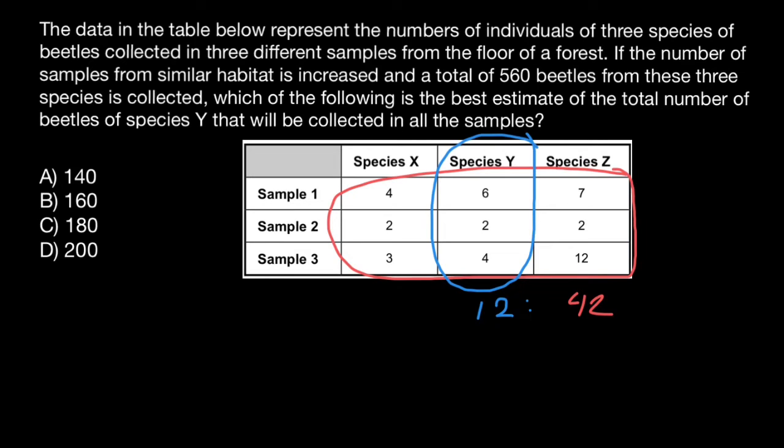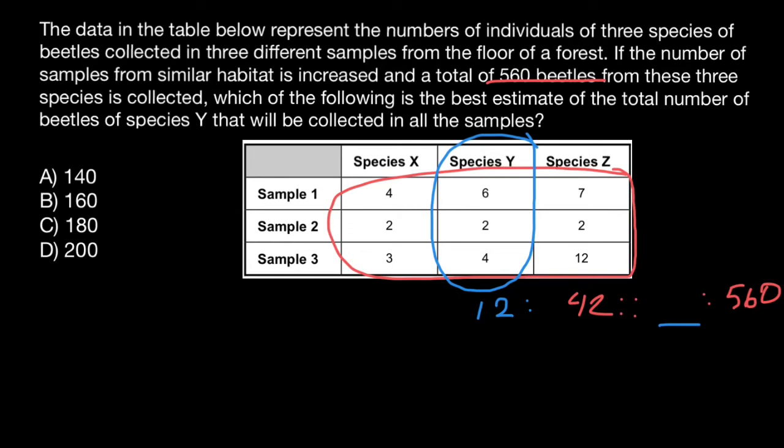And basically the question asks us how many species Y we are going to have if total number of the beetles collected on the second trial is going to be 560. So 560, and how many species Y we are going to have here. So now we have one ratio, but if we'll have second ratio, we are going to have a proportion. Proportion when two ratios are equal. So how we are going to solve this problem?